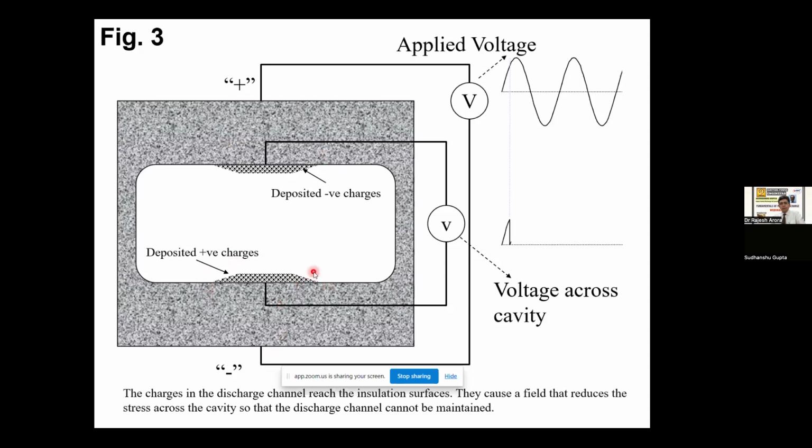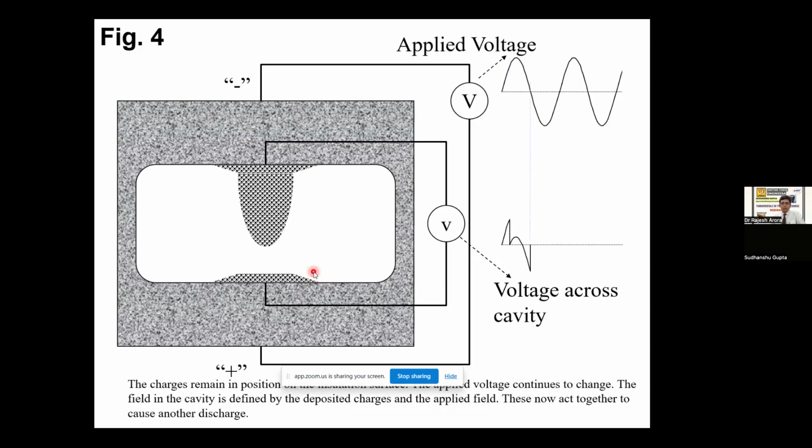The charge in the discharge channel reaches the insulation surface. They cause a field that reduces the stress across the cavity so that the discharge channel cannot be maintained. So it means once this deposition starts, you will have a condition that once it reaches 3.3 kV, it will discharge again. And as you can see, it always occurs on the positive half cycle of a sine wave.